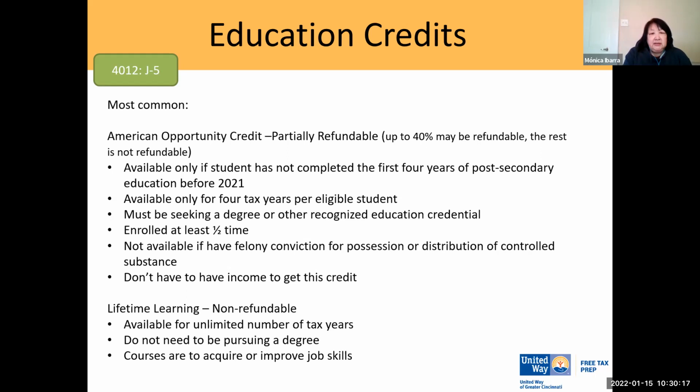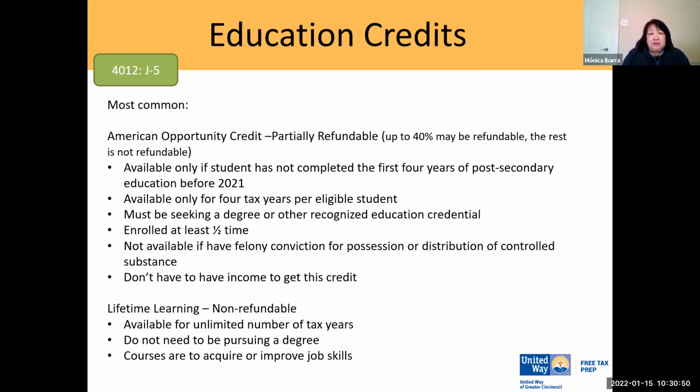All right. So we're moving on to education credits. Now we've calculated all the income and we're starting to talk about some credits. And education credit is really pretty common. There are more than 2, but these 2 are the ones that we deal with on a very regular basis: the American Opportunity Credit and the Lifetime Learning Credit.